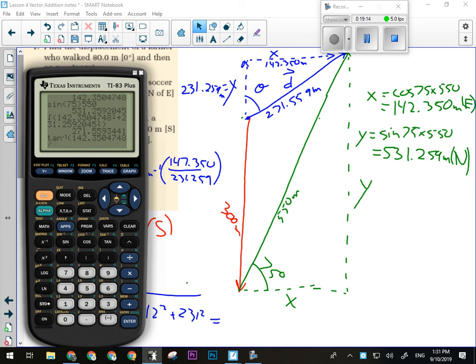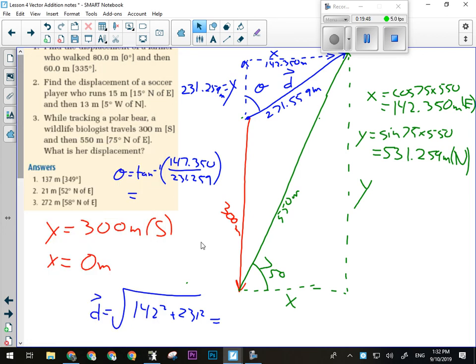142.3504748 divided by 231.2592045. Oh, I missed a number in there. 259.2045. Okay, sorry, missed a number. Okay, so I get an angle there of 31.6 degrees.